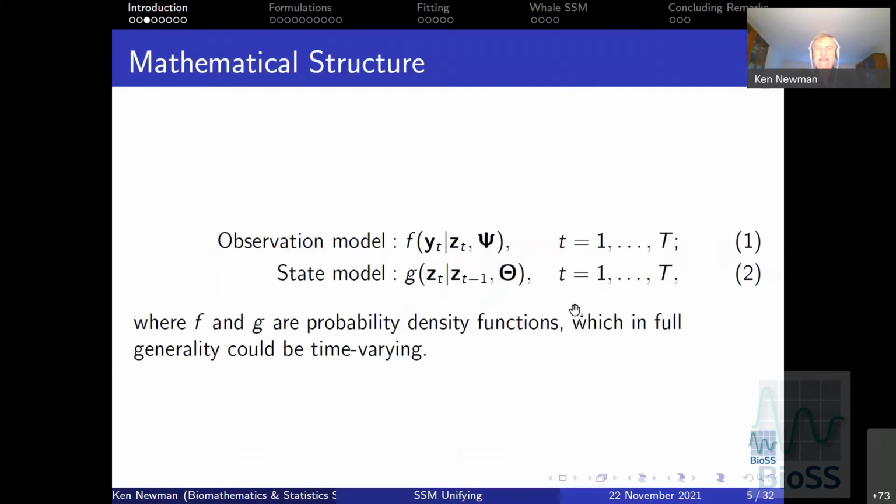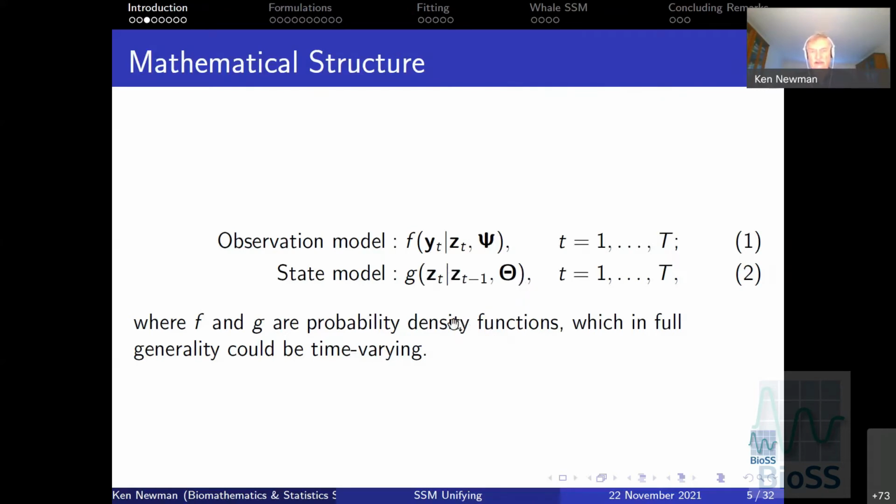Okay, so mathematically, we have two time series models here. This top one is the observation model, where it's connecting the observations y of t to the states z of t, and some unknown parameters psi. So that describes the relationship between observations and the state. And then the state model is generally a first order Markov type model, where the state at time t is a function of the state at time t minus 1, and some unknown parameters.